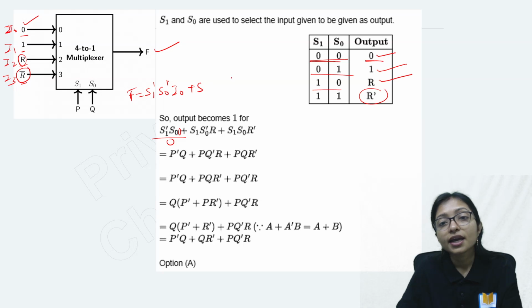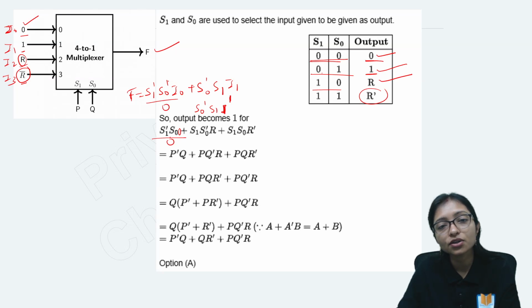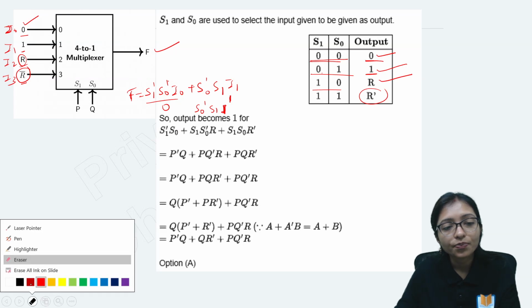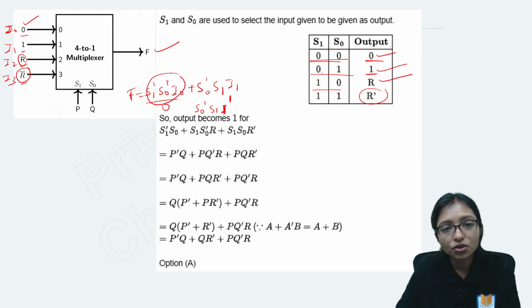After that, S1 bar S0 then I1. Instead of I1, here is 1, so you multiply directly with 1. So it will be S1 bar S0 times 1. The first term is 0, so there is no need to write it. It is just 0 plus S1 bar S0 times 1.